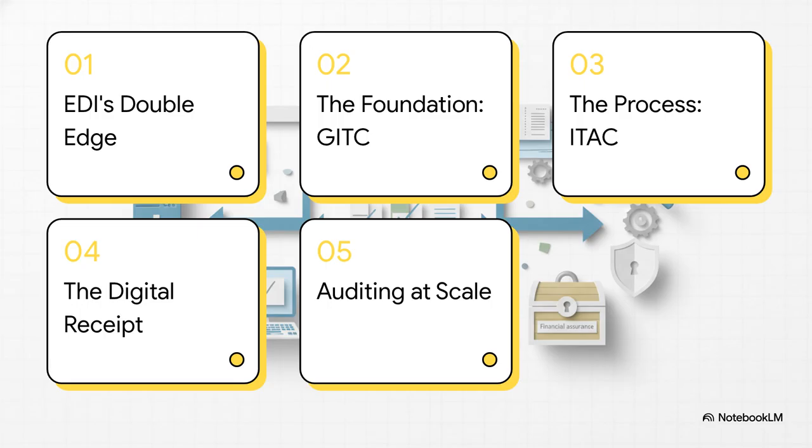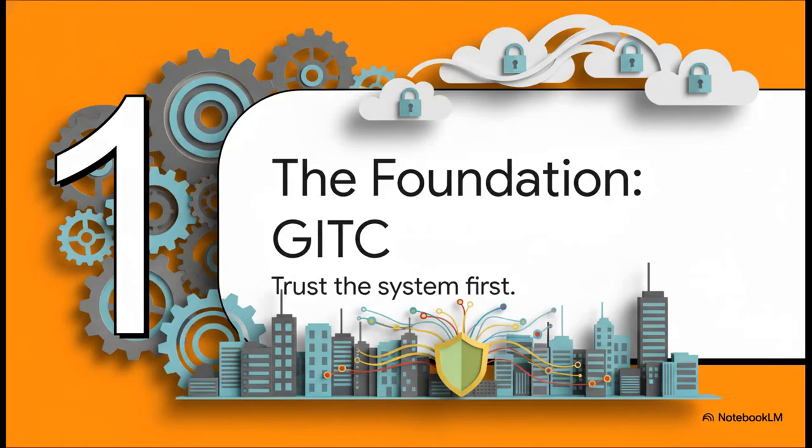Okay, to break this all down, here's our game plan. We'll start with the two sides of EDI, then build our audit from the ground up, starting with the foundation, the GITCs. Then we'll move into the process itself with ITACs, figure out what a digital receipt even looks like, and finally, talk about how to audit all of this at scale. All right, let's get into it.